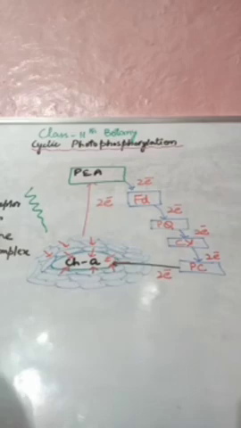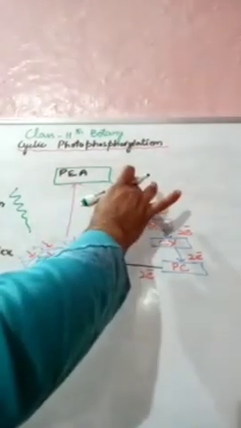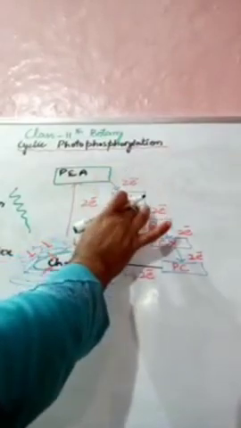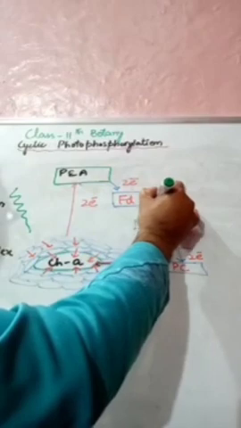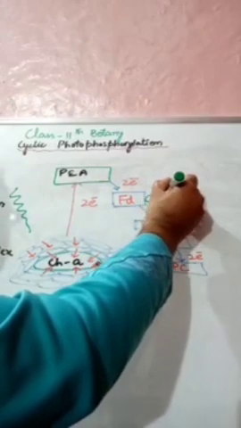Now here we will see this pair of electrons releases energy at two levels. One, when it moves from ferredoxin to plastoquinone, here what happens, like this reaction, it becomes like this.